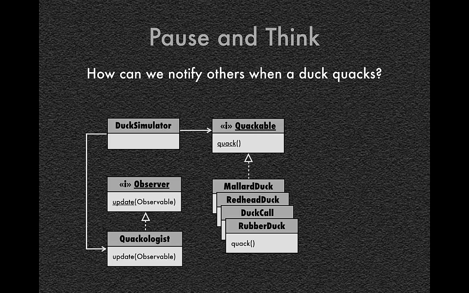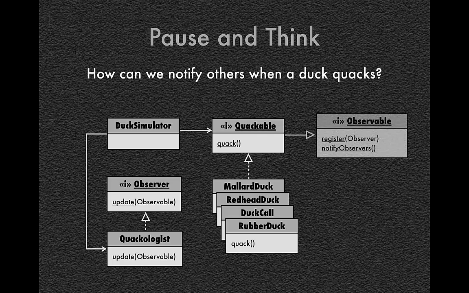The observers here are the quackologists. So we will create a concrete quackologist class that implements an observer interface. The other class of objects are the observables. In this case, the observables are the quackable objects. So quackable objects should implement the methods that observable objects normally implement. For example, they should allow observers to register with them, and they should notify observers when something of interest happens. In this case, the interesting thing that happens is that they quack.